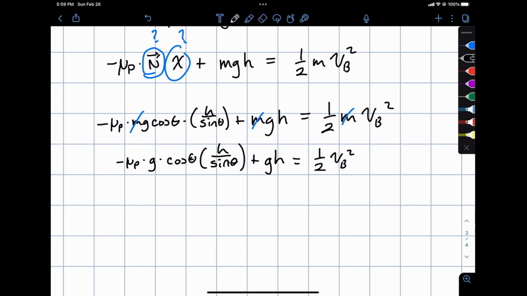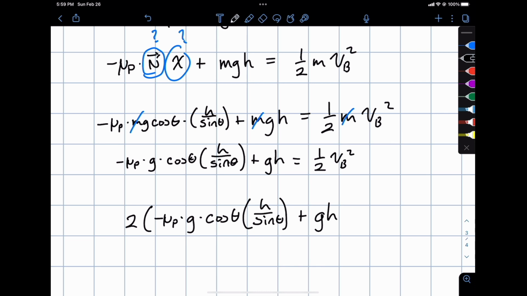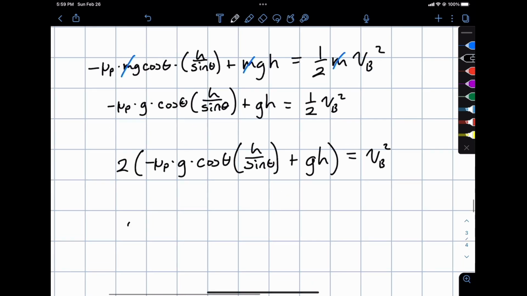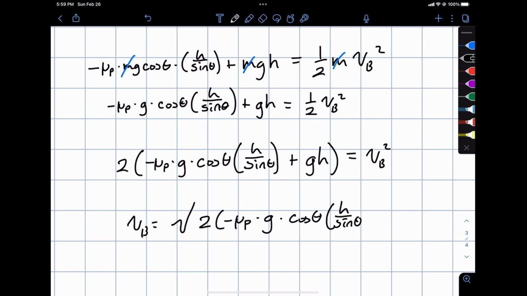So solving this equation for VB, multiply both sides by 2. So 2 times negative mu p times gravity times cosine theta h over sine theta plus gravity times h equals VB squared. So VB equals the square root of 2 times negative mu p times gravity times cosine theta h over sine theta plus gravity times h.